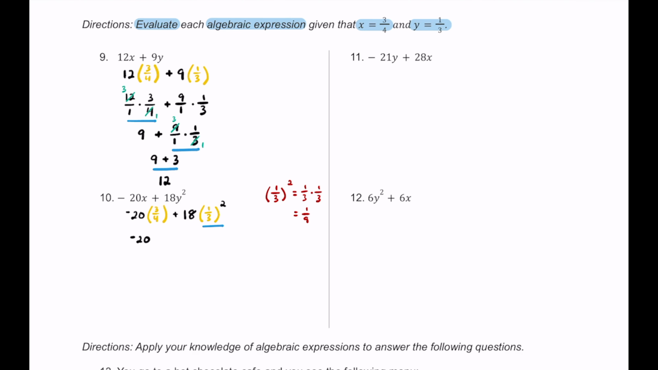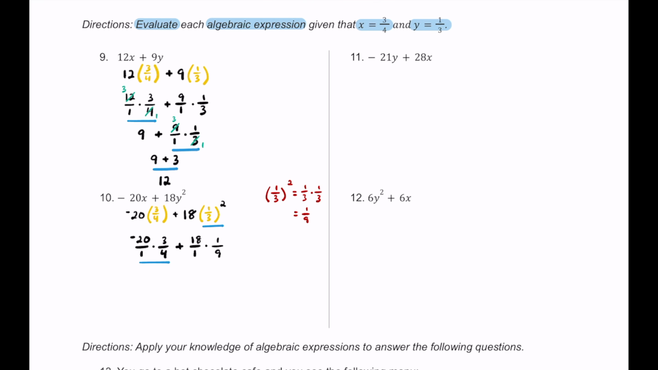Now for now, I'm just going to write negative 20 over 1 times 3 over 4 because I know we're going to have fractions in a little bit. Plus 18, we can rewrite that as 18 over 1 right now. And we figured out that this 1/3 squared was equal to 1/9. So let's just go ahead and swap that out for a 1/9 because those are equal to each other. Now we have three operations. We have multiplication, addition, multiplication. Let's go ahead and go from left to right here.